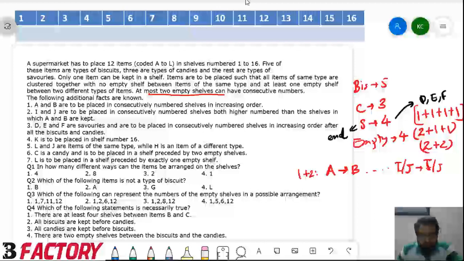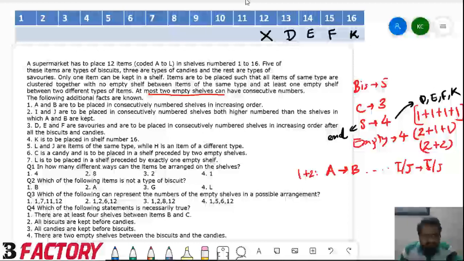Okay, and consecutively numbered means D, E, F. That is the sequence we are talking about. K is to be placed in shelf number 16. That means it has to be part of the series. So this is something which we all know. So I write K, F, E, T. This has to be empty, so no one is there. We don't know about 11, it can be empty, but then 12 is for sure empty.